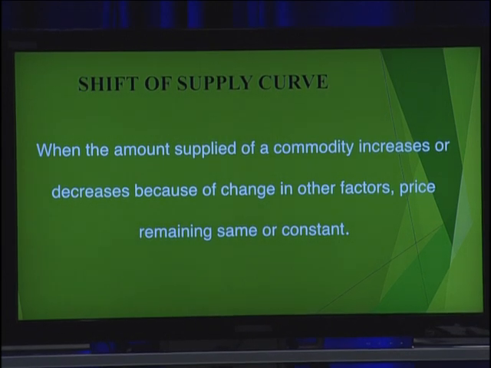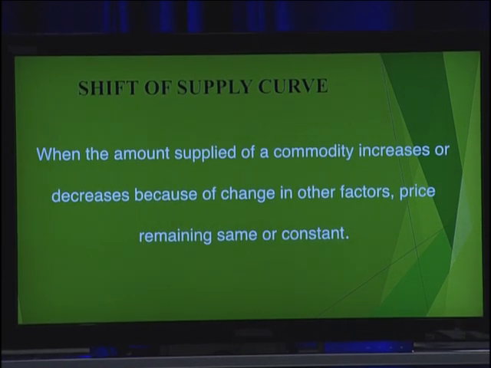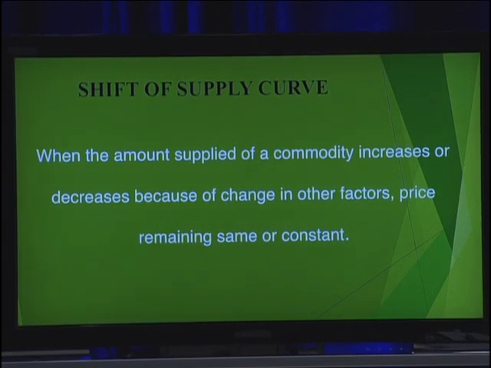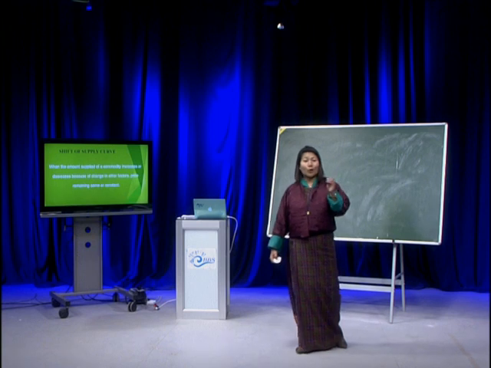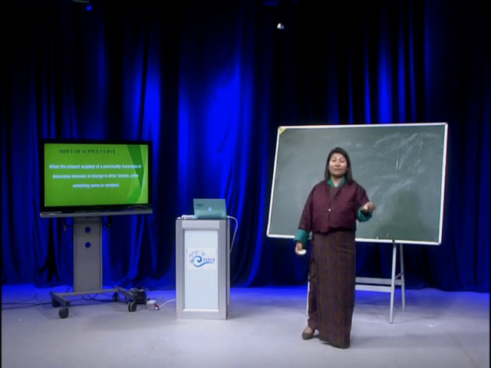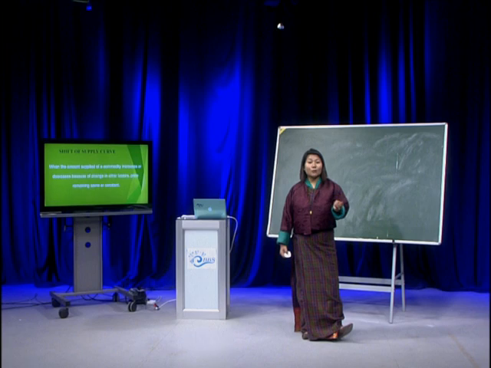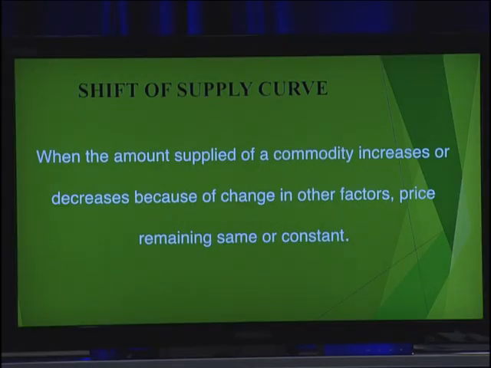So this is very interesting, and I am hoping you will be able to grasp this lesson, because in the movement along, it was the price which caused the change in the quantity supplied. But in case of shift, remember, price is remaining same. So it's the total opposite, it is the other factors other than price which are going to change the supply of a particular commodity. So that's with shift, and in shift we have two situations.